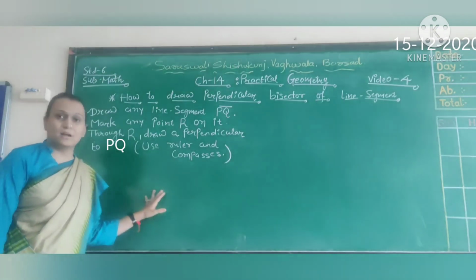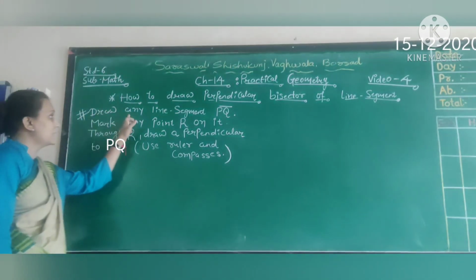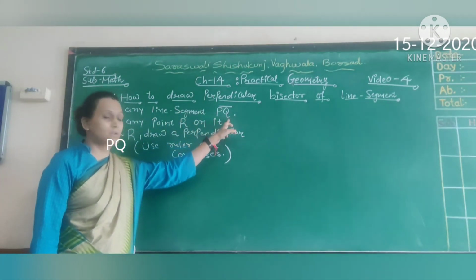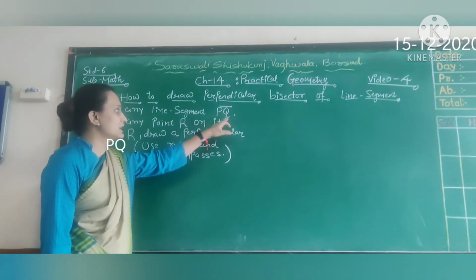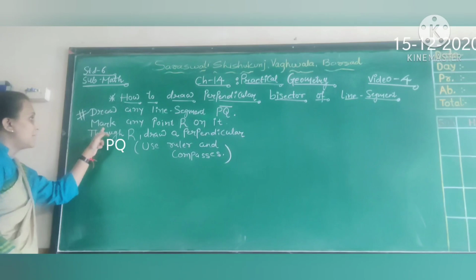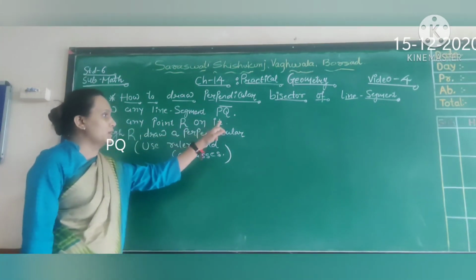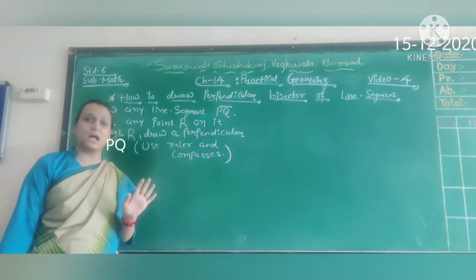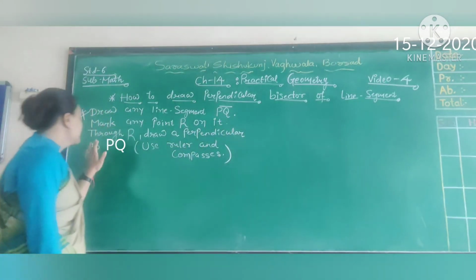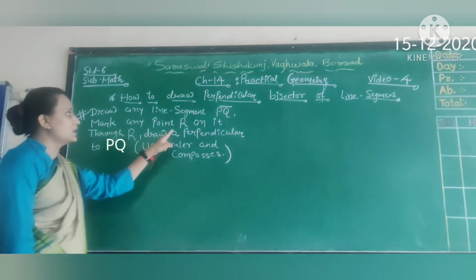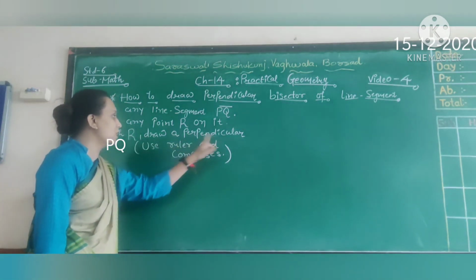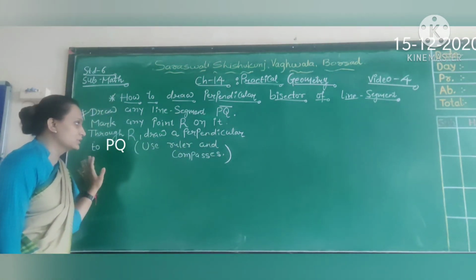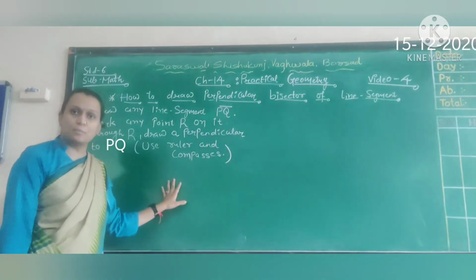Here we have another question: draw any line segment PQ. Measurement is not given, okay? So you can take any measurement of line segment PQ, then mark any point R on it. We have to take point R on line segment PQ. Then through R, draw a perpendicular to it. Use ruler and compasses.